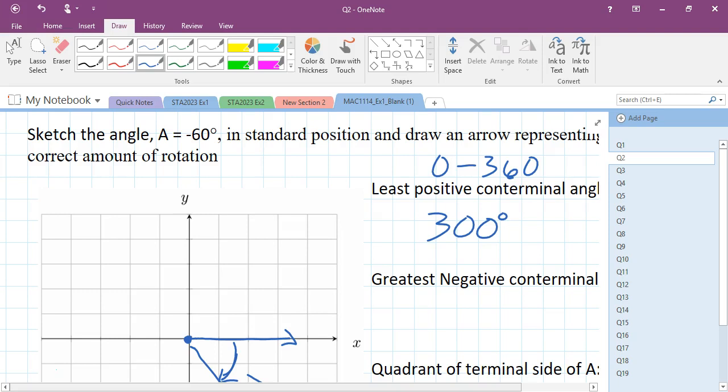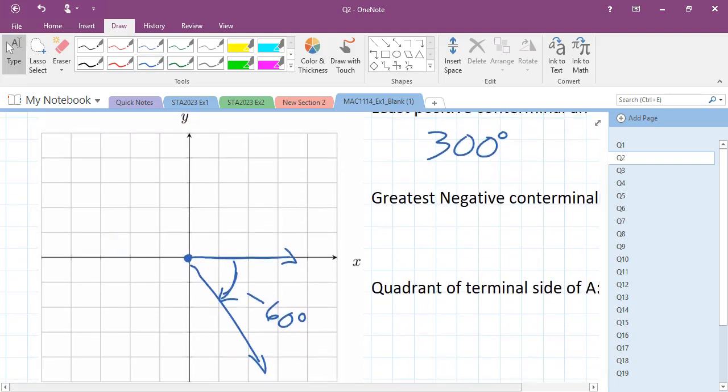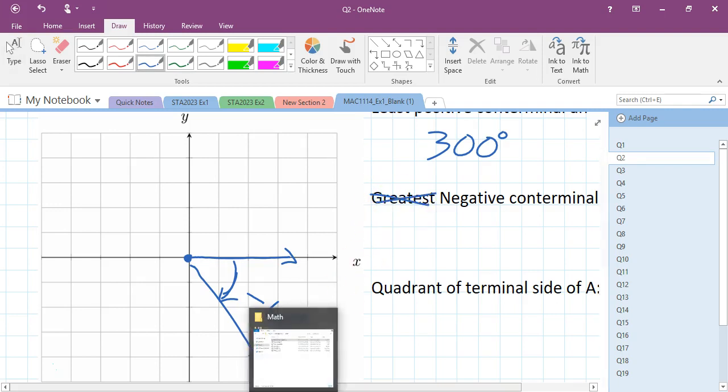Now, it says give us the greatest negative. Yeah, technically the directions are horrible on this. The greatest negative coterminal angle is actually given to you already. It is the negative 60 degrees. But what they really want us to do is give another negative coterminal angle. Not the greatest, but another one. So really all they want is a negative coterminal angle. But it's cool, so we can do that too.